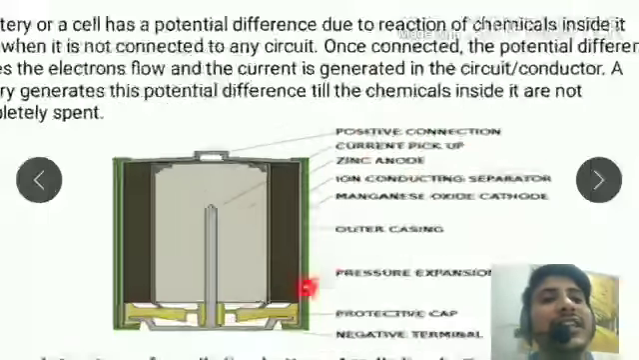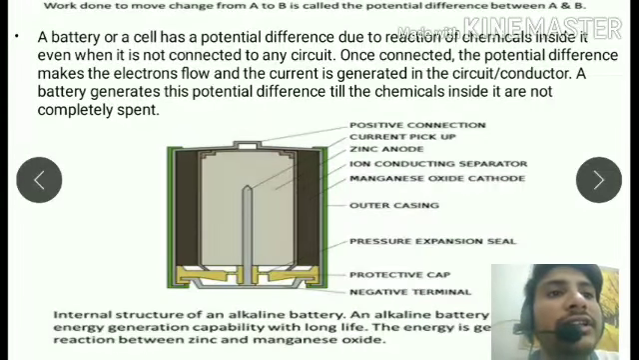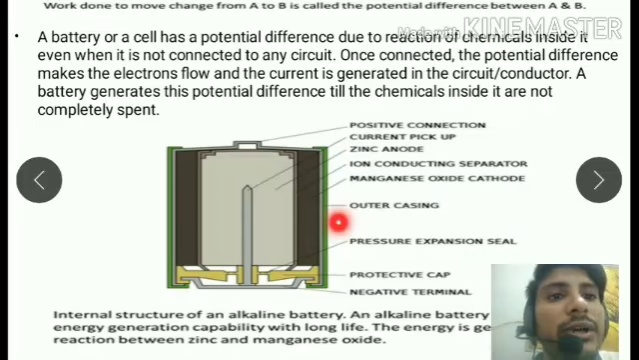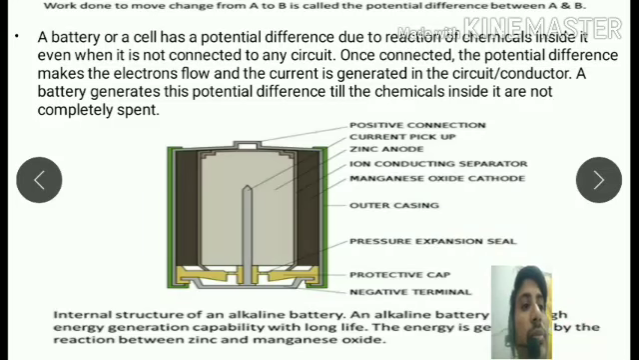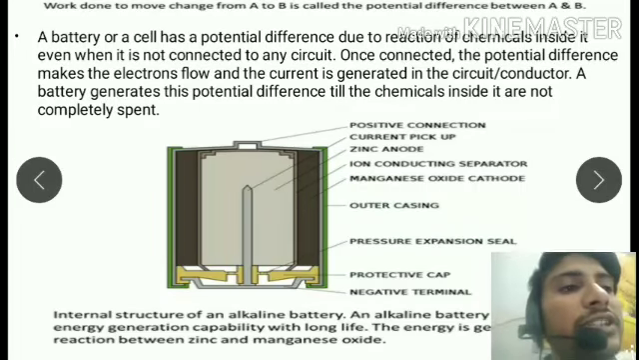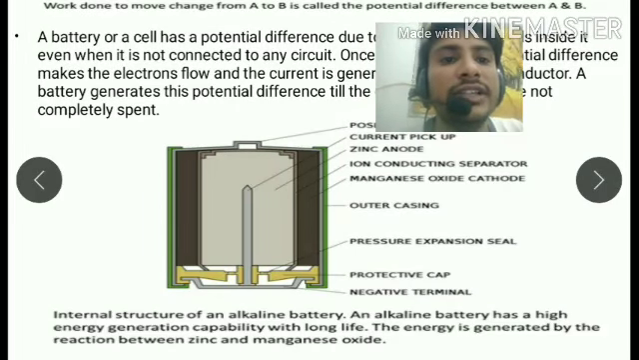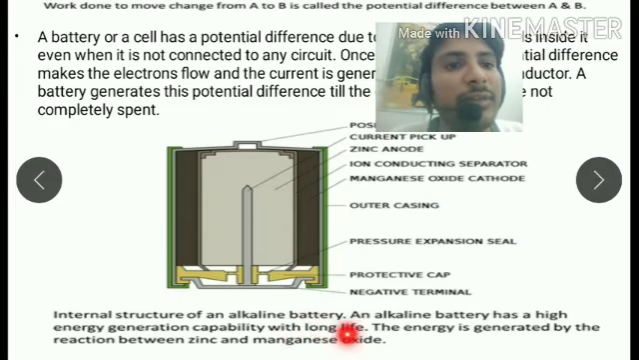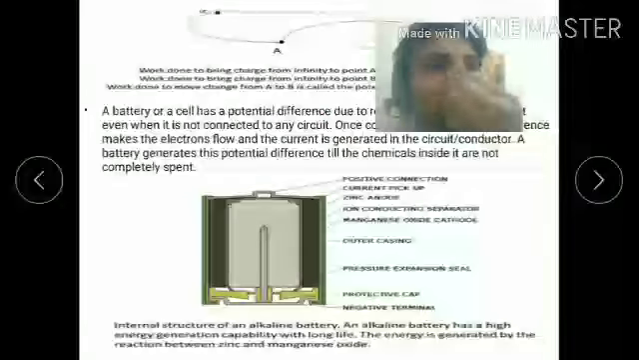This is the structure diagram of the battery. You have to see. This is a battery. The positive connection of this is the current pickup. This is the zinc anode and ion conducting separator. This is the outer cast, and this is the internal structure of the alkaline battery. An alkaline battery has high energy generation capability with long life. The energy is generated by the reaction between the zinc and manganese oxide. So we can say the potential difference is generated in the battery.